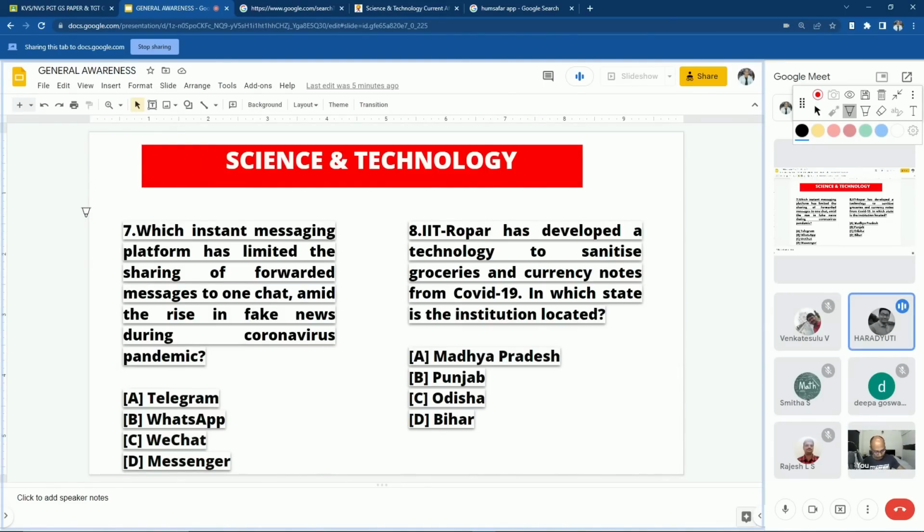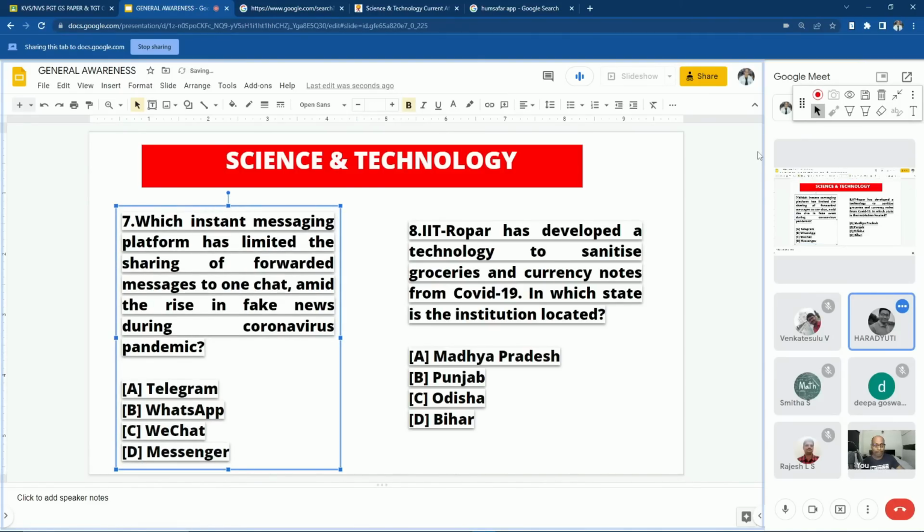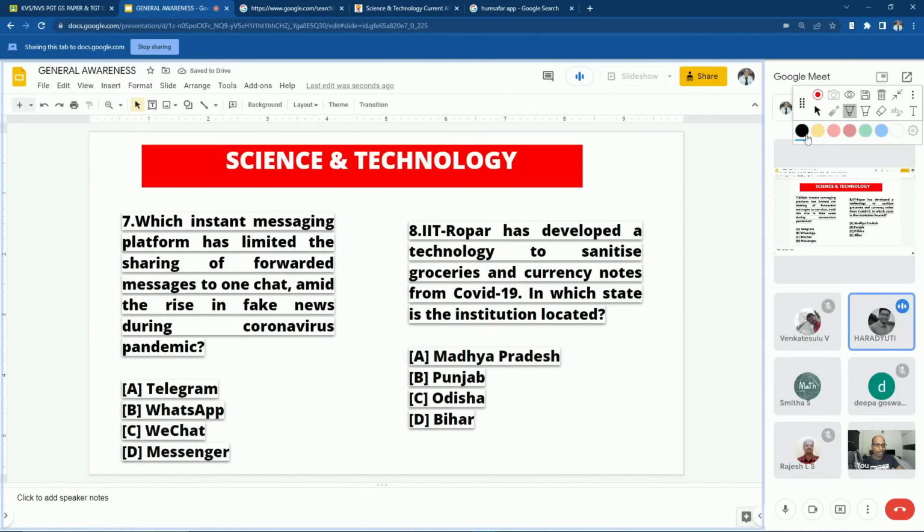Which instant messaging platform has limited the sharing of forwarded messages to one chat amid the rise in fake news during the coronavirus pandemic? Telegram, WhatsApp, WeChat, Messenger. Which one? There was so much fake news spread during COVID time. There is some app they have limited the sharing of forwarded messages to one chat. Yes, sir. I think it will be WhatsApp. WhatsApp. Correct. Next, Smita ma'am.